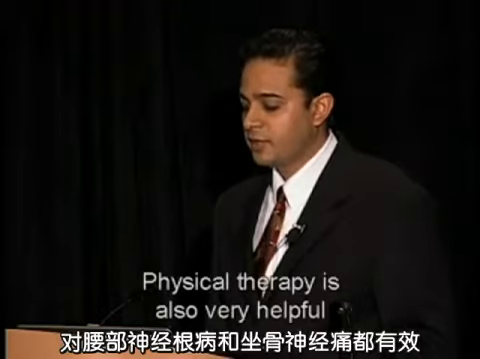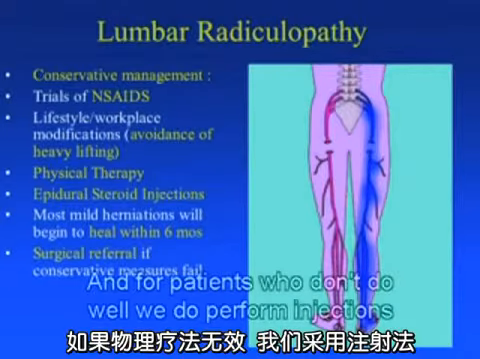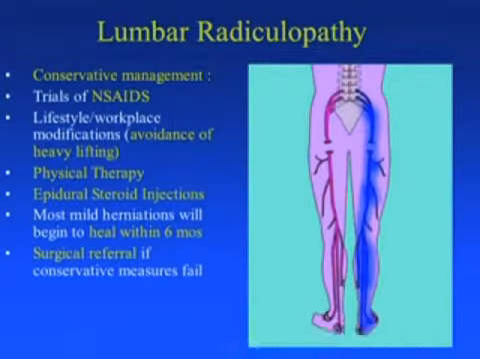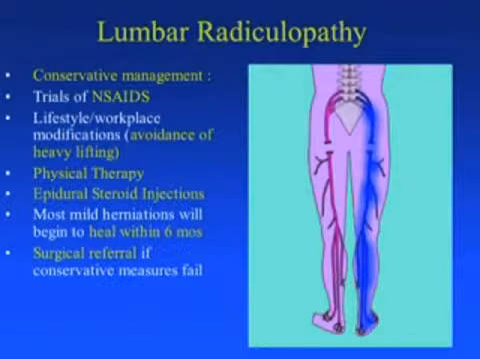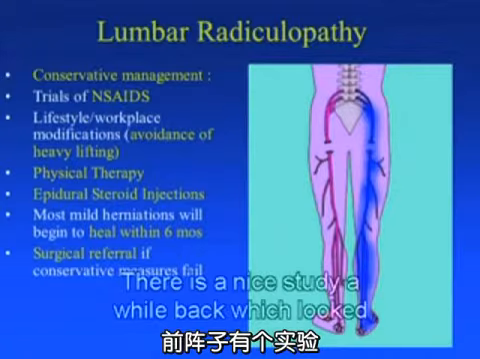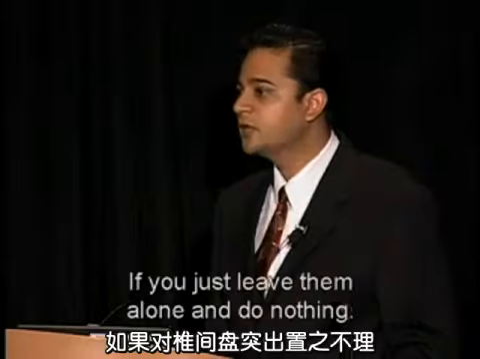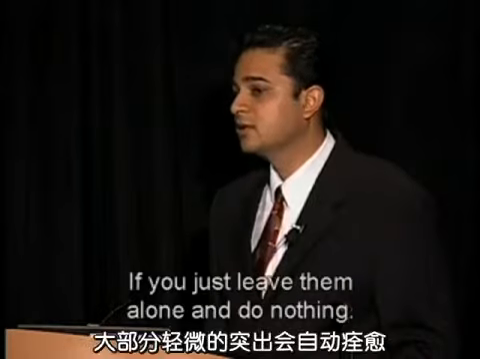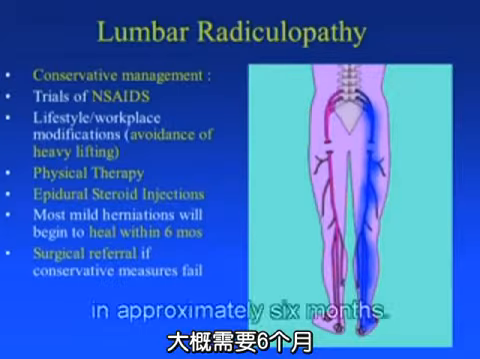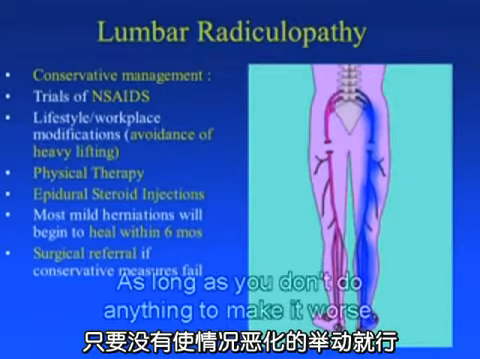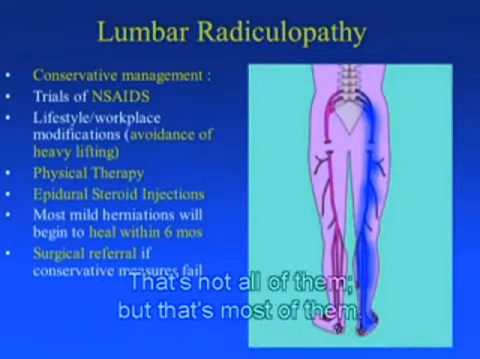Physical therapy is also very helpful for lumbar radiculopathy or sciatica. And for patients who don't do well, we do perform injections of steroid medicine into the spine under X-ray. There was a nice study a while back which looked at what happens to disc herniations if you just leave them alone and do nothing. Most mild disc herniations will heal on their own in approximately 6 months, as long as you don't do anything to make it worse. That's not all of them, but that's most of them.